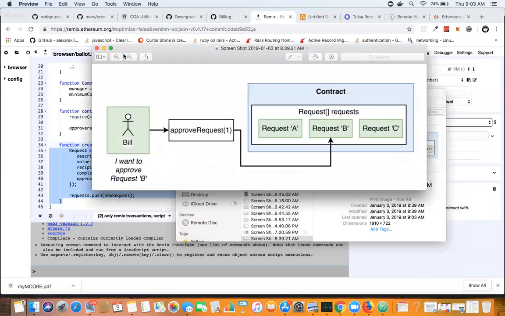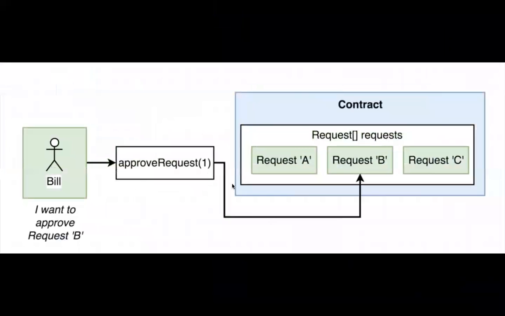It'll make more sense if I share this with you. All right, so on the right-hand side, there's an array of requests as a variable called request. And we have request A, request B, and request C. And Bill wants to approve request B. So in order for Bill to tell us he wants to target request B, whenever he calls the approve request function, he has to pass in the index. And so in this case, Bill passes in an index of 1.